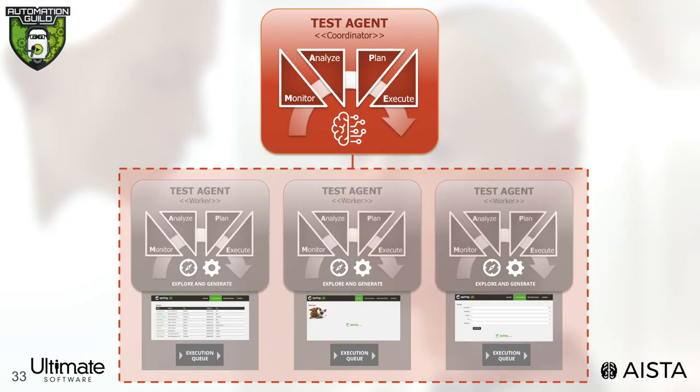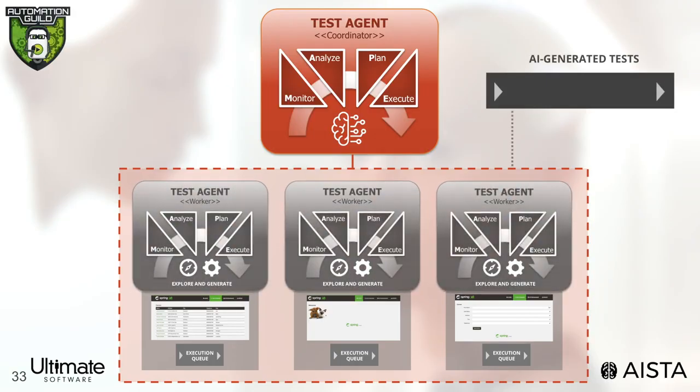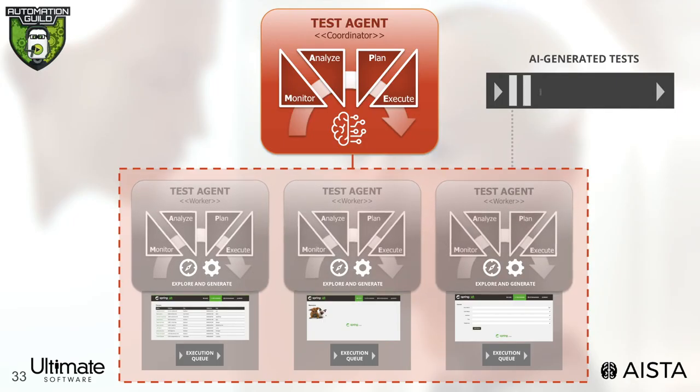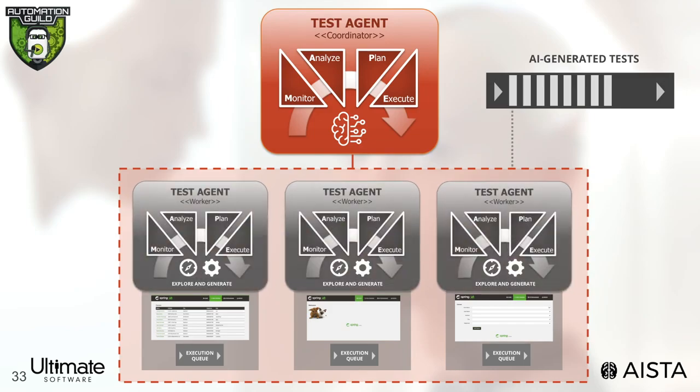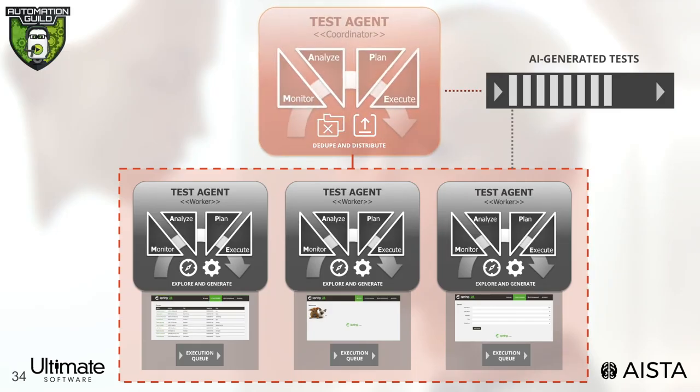So as the agents start to do their exploration and generation, they start to create different tests. Now, because they're independent of each other, they might create some tests that are similar to other tests, or maybe even duplicates. And that's not very efficient. So if we stop to think about the top level agent and the coordination, and we pause this for a second, the coordinator can now look at that list of AI generated tests and start to think about deduplicating them and distributing them to the other agents.